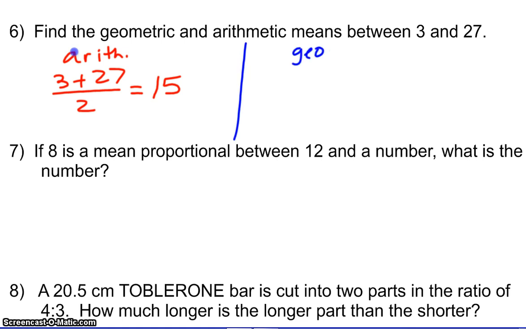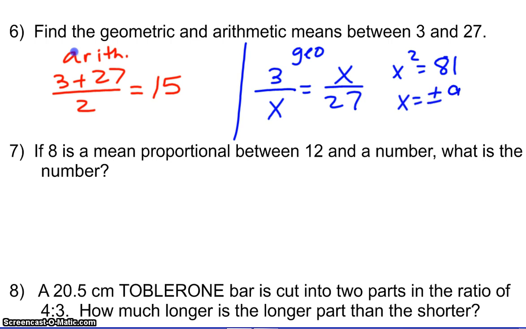As far as the geometric mean, it tells us that it's between 3 and 27. So those are our extreme numbers in the proportion. And we're solving for the geometric mean. So what number goes in both of those mean spots in order to satisfy the proportion? So you can get x squared is equal to 81. And when we solve, we get that x should equal positive or negative 9.